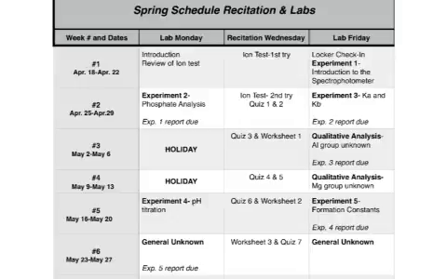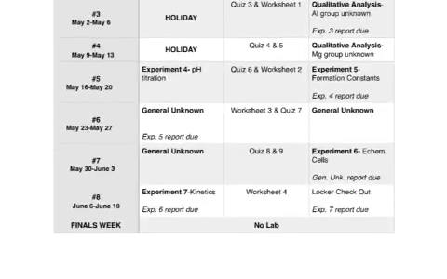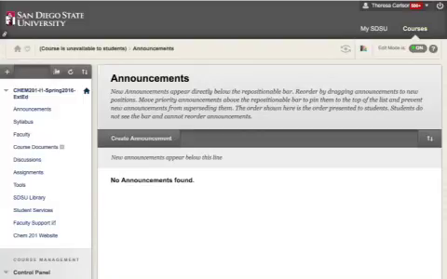Experiment 2 will be on Monday, which will be when your experiment 1 report will be due as well. Then you have your ION test second try, as well as quiz 1 and 2. As you can see, there's a lot of work ahead. During finals week, though, you will not have any labs. All right, going back to the Blackboard, I want you to click on the Chem 201 website. So this is the website I put on the syllabus, and here is the link in your Blackboard account.